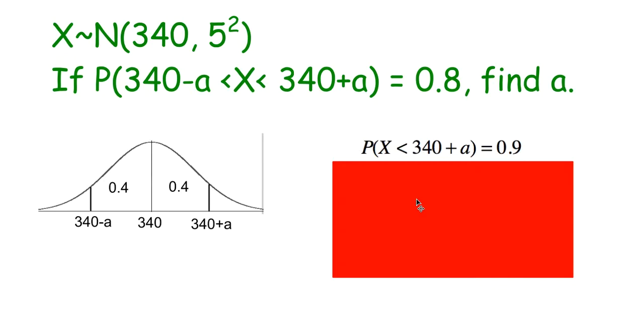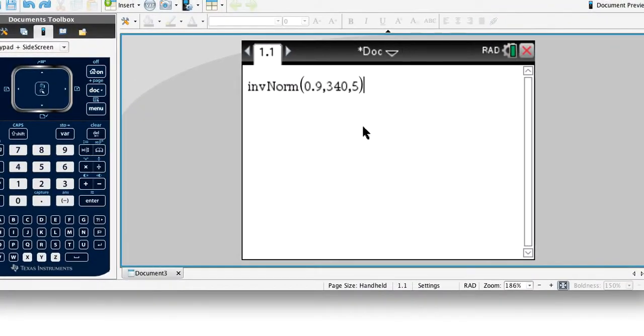So what I'll now do is go into inverse normal on my GDC. So if I just bring that up for a second, inverse normal of 0.9 with a mean of 340 and a standard deviation of 5, press enter, I get 346.408.